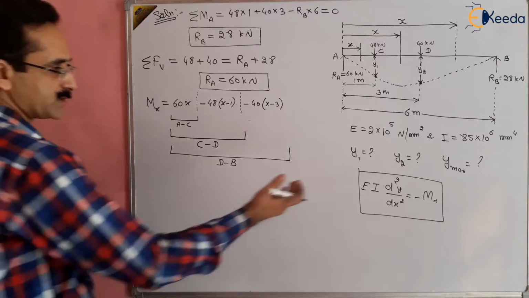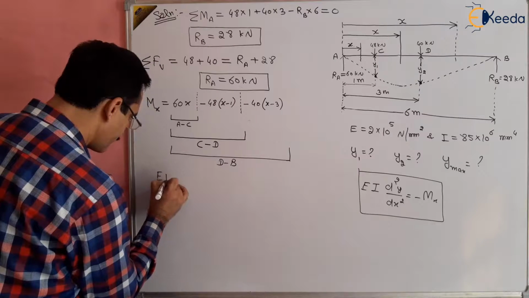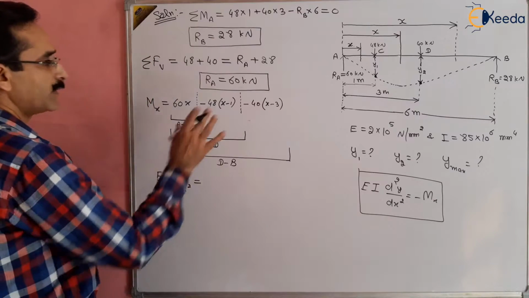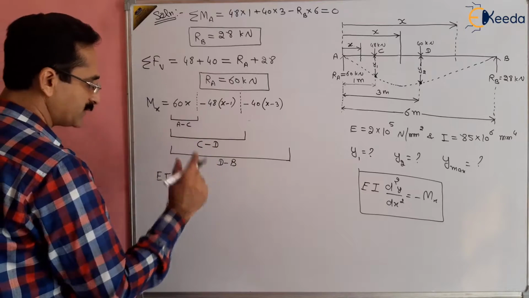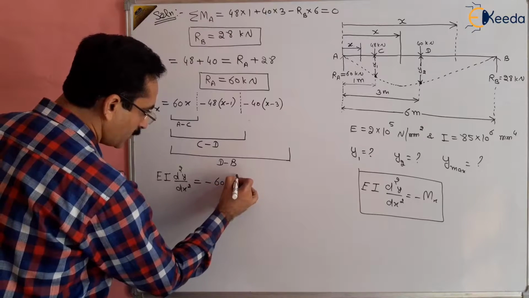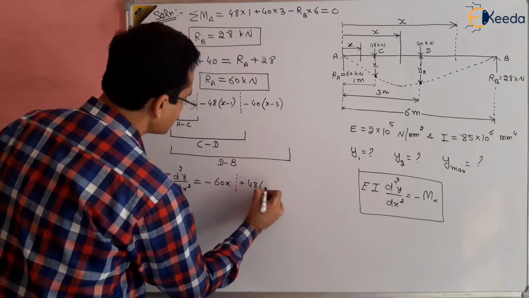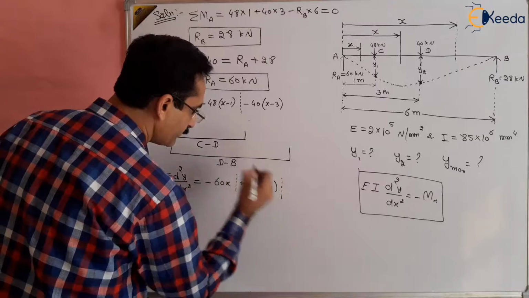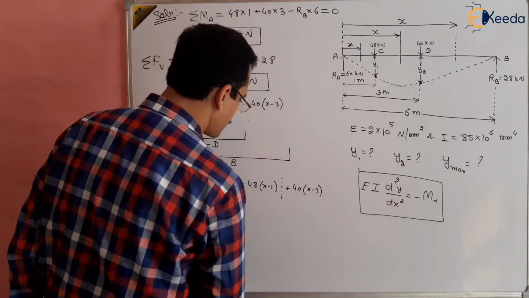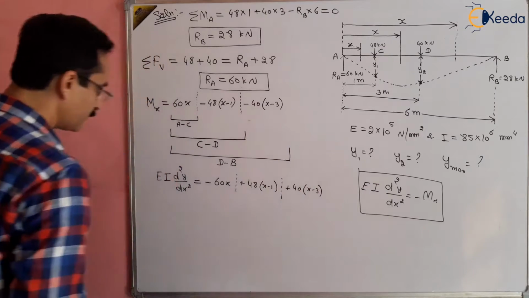Now use this equation. We know the bending equation is EI d2y by dx square equal to this. This is the double integration method, right? So we have to integrate it twice. That is equal to minus 60x dotted plus 48 x minus 1 dotted plus 40 x minus 3, right? This is between A to C, then C to D, and then D to B.